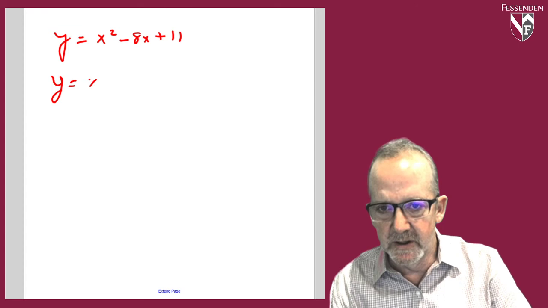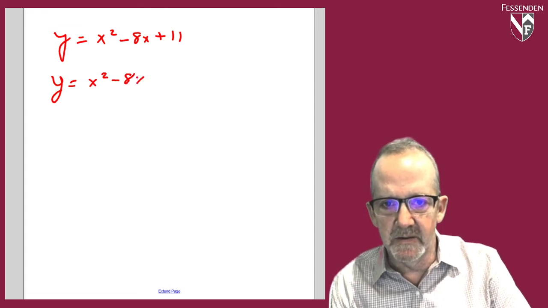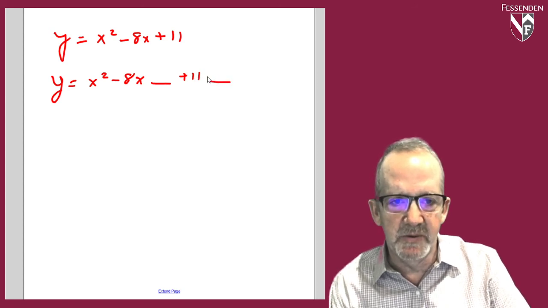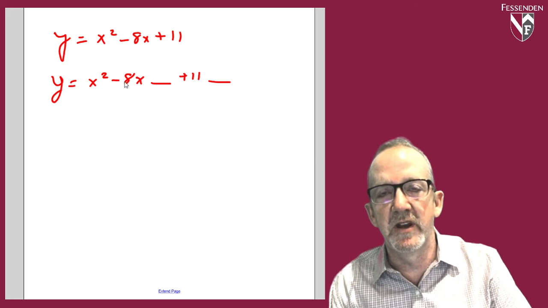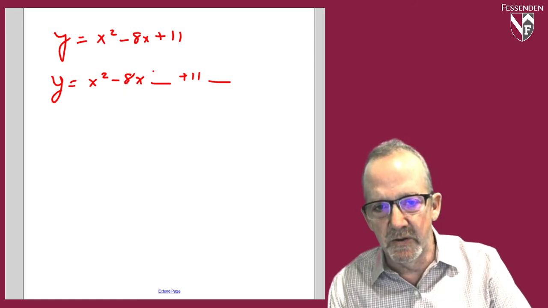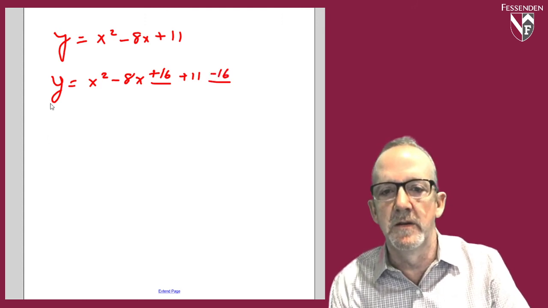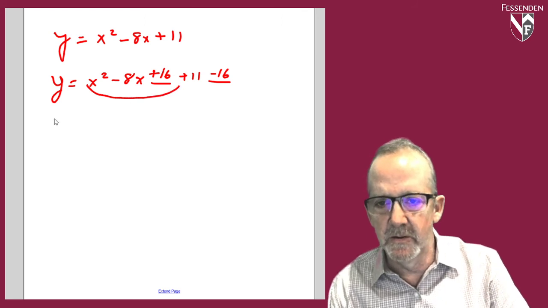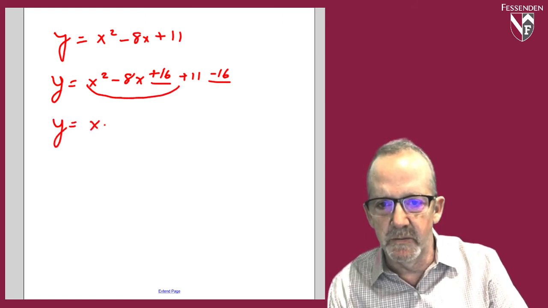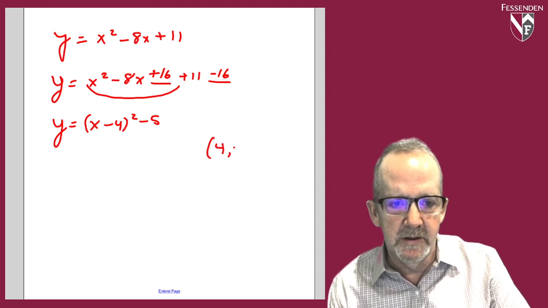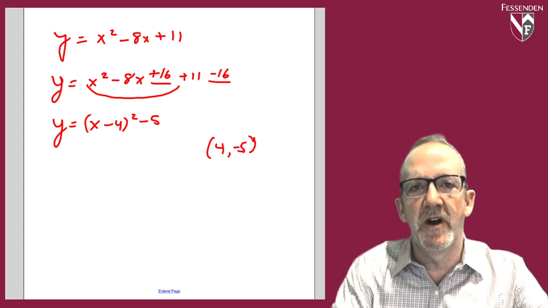So y equals x squared minus 8x. Move the 11 over. Now we're looking for this value and the opposite of it, which is this divided by 2. Negative 8 divided by 2 is negative 4. And we're going to do plus 16. And we will do minus 16. Now can we factor this piece here? We get y equals x minus 4 quantity squared minus 5. Where's the vertex? It is at 4, negative 5. Pretty useful, okay? Because this one's not factorable.